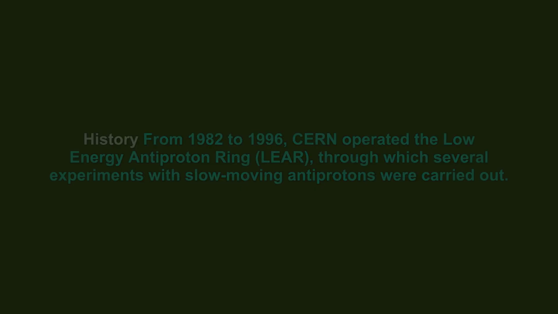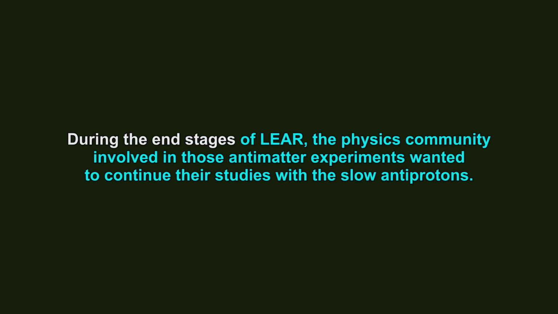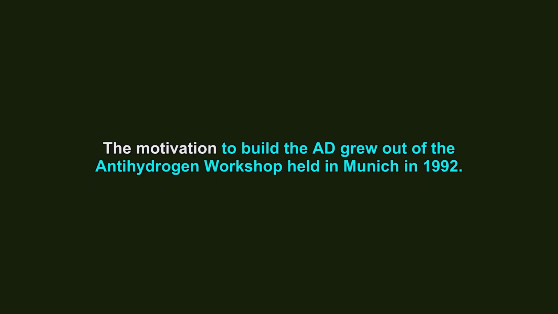History. From 1982 to 1996, CERN operated the Low Energy Antiproton Ring, LEAR, through which several experiments with slow-moving antiprotons were carried out. During the end stages of LEAR, the physics community involved in those antimatter experiments wanted to continue their studies with the slow antiprotons. The motivation to build the AD grew out of the antihydrogen workshop held in Munich in 1992. This idea was carried forward quickly, and the AD's feasibility study was completed by 1995.